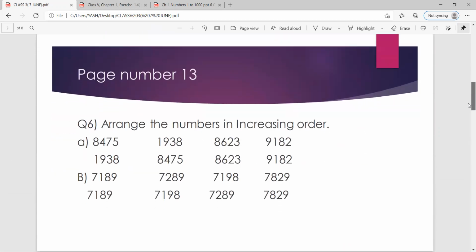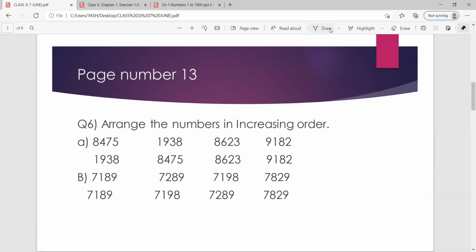Now let's do some questions over here. These questions are on page number 13. Question number 6 first we will do, and we have some parts. So question number 6, A part is we have to arrange the numbers in increasing order. Increasing order means smallest to biggest. So first we will find out among these numbers which one is the smallest number.